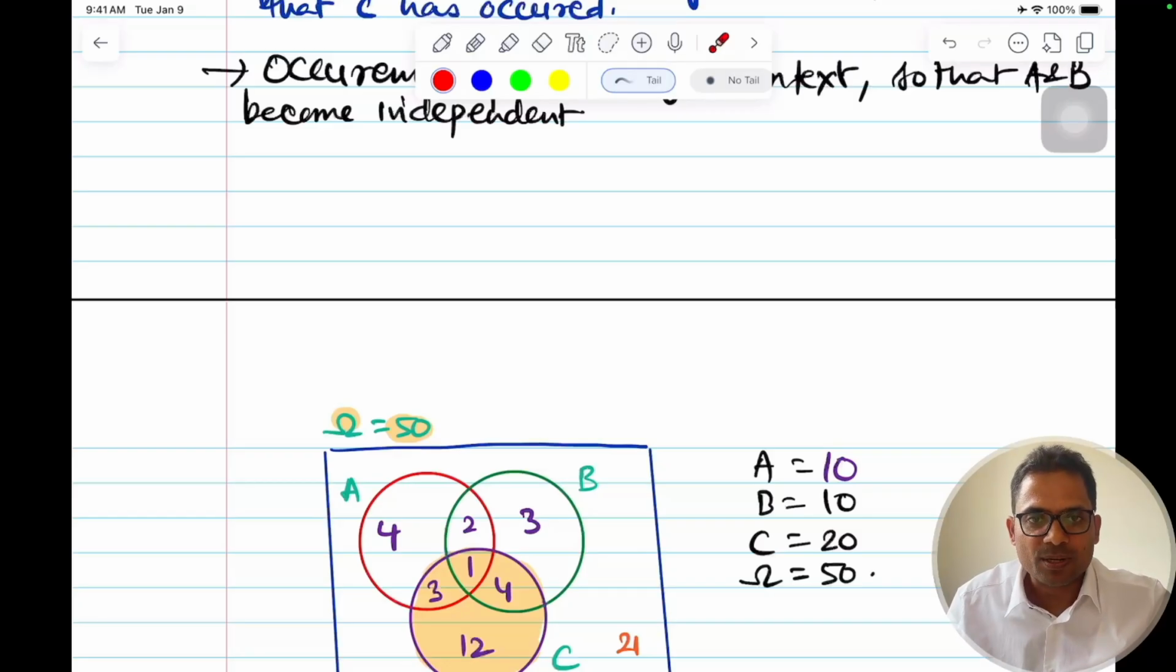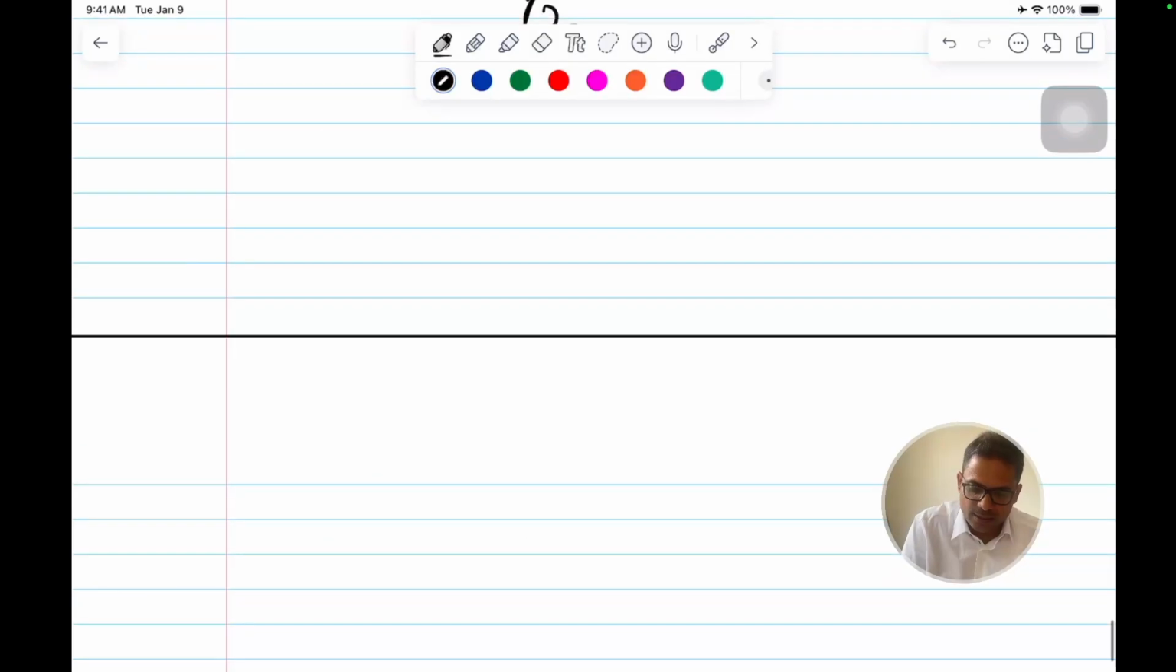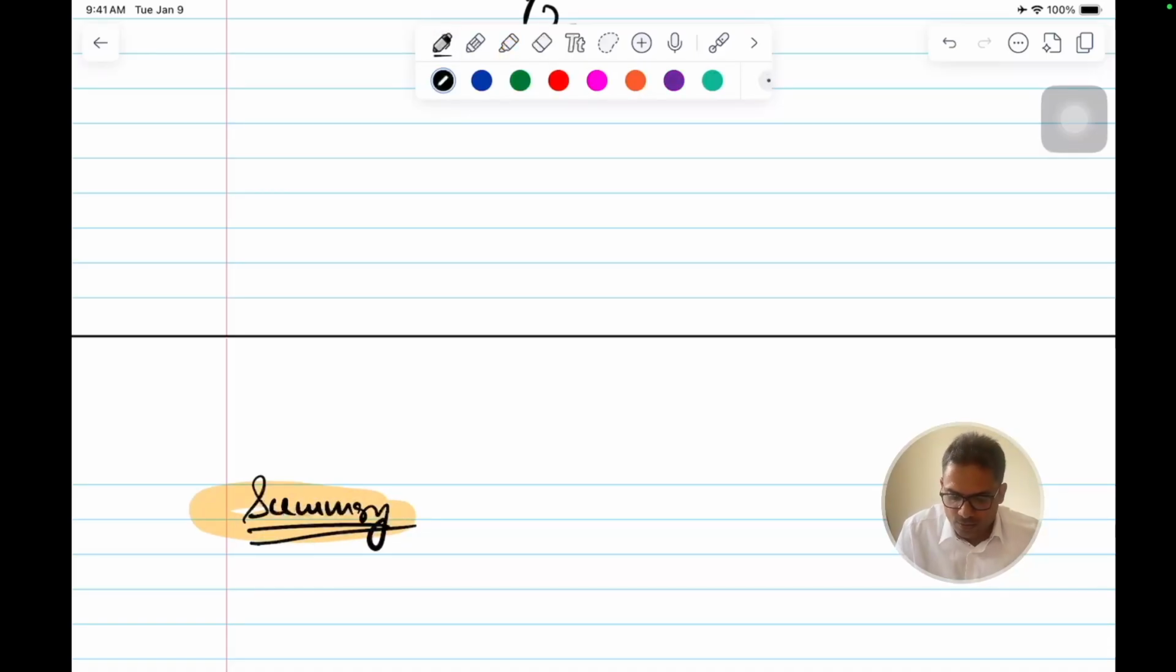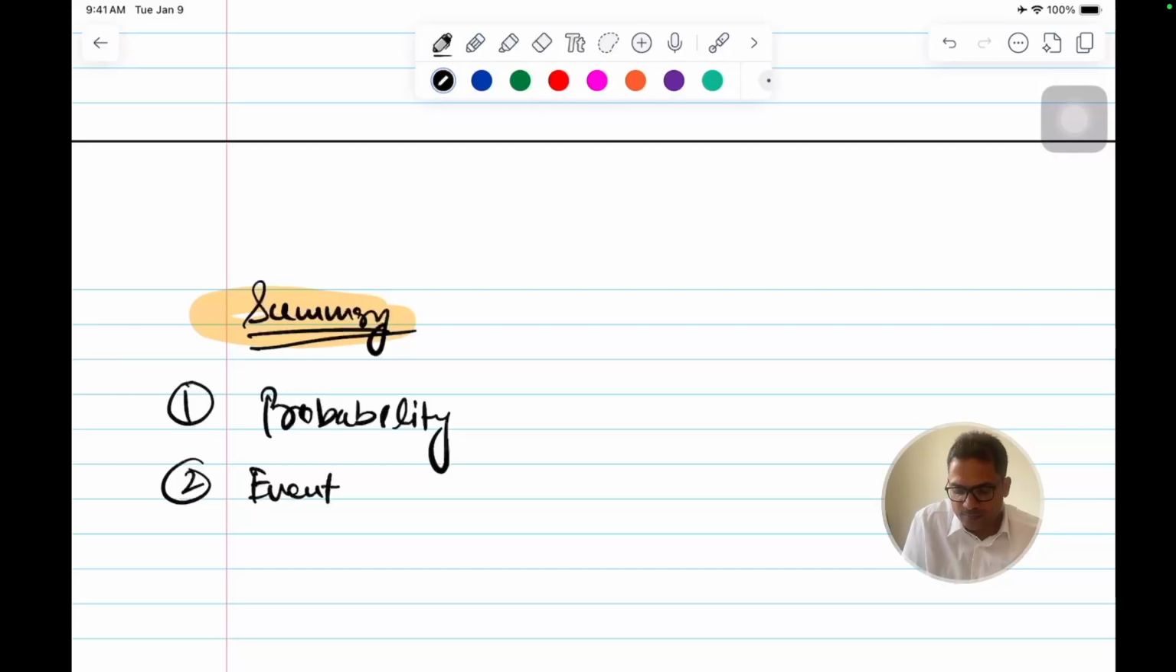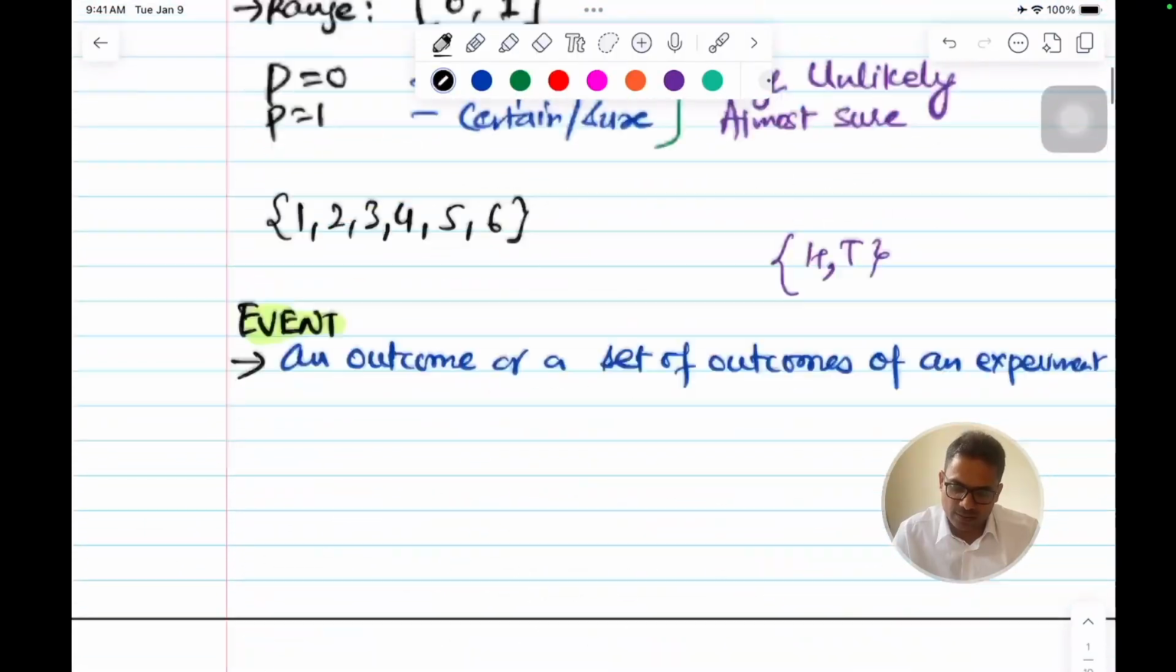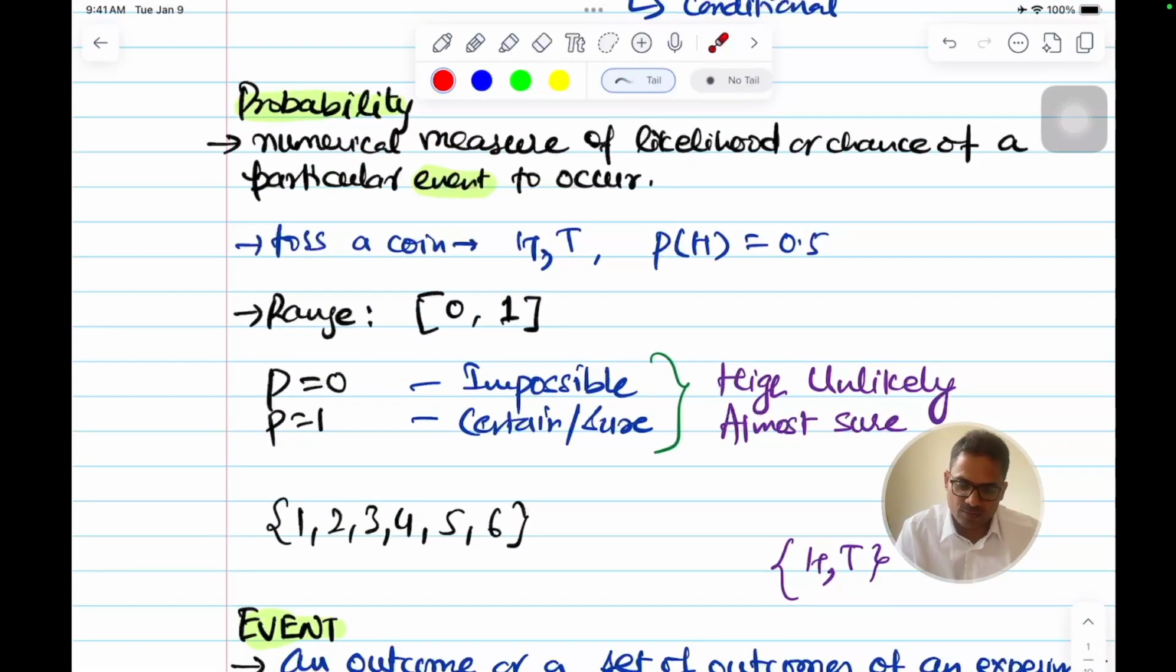Now let's do a quick summary of everything. So we understood what is probability and what are events. Probability is the numerical measure of the likelihood of any event happening. And what are events? Let's go through them. I'll walk you through the notes itself. The first thing was probability, a numerical measure of likelihood.